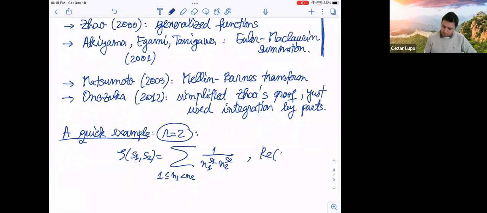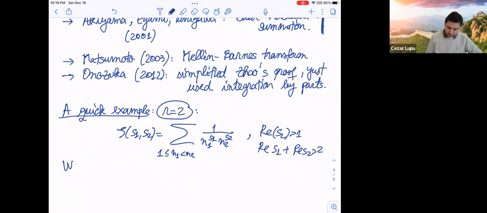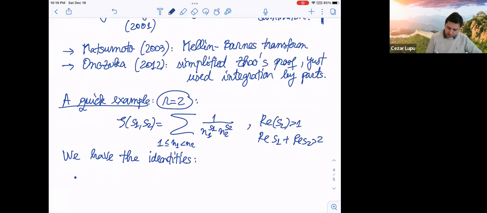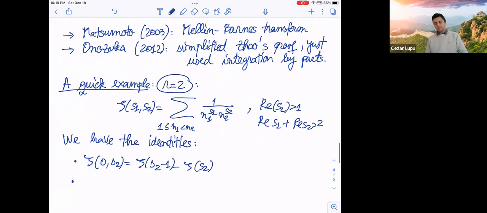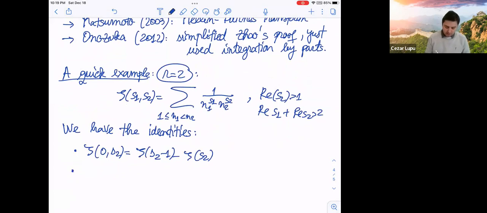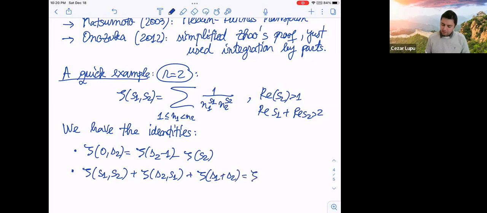All right. Okay, and we have the following identities. The first one is trivial. The second one is not as trivial, but we will say a few words after. So the first one is that double zeta of 0, s2 is single zeta of s2 minus 1 minus zeta of s2. And the second one, what we will call the baby Stuffle relation, is that double zeta of s1, s2 plus double zeta of s2, s1 plus zeta of s1 plus s2 is the product zeta of s1 times zeta of s2.